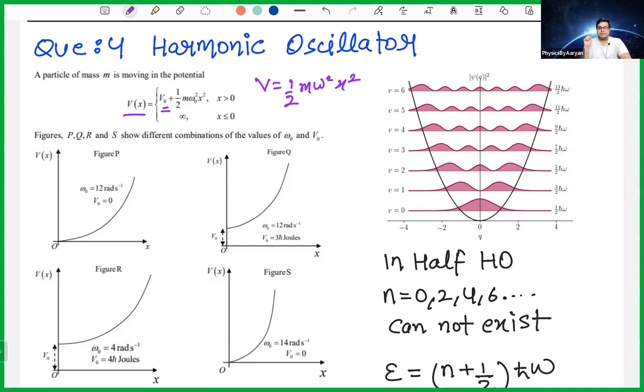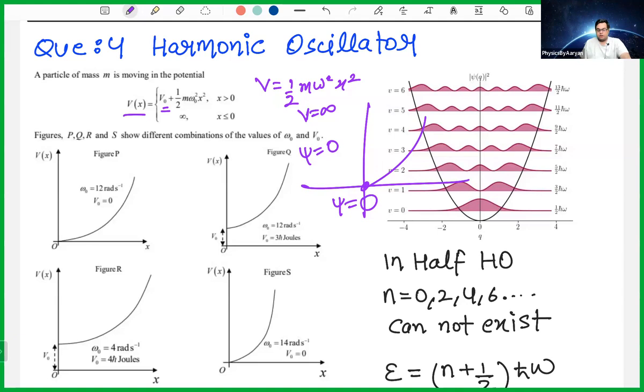Okay. The trick which was there is this. It is a half harmonic oscillator. It is a harmonic oscillator only when x is greater than 0. But if x is less than 0, then it is infinite. So it is not a full harmonic oscillator. It is just a half harmonic oscillator. So on the left hand side, potential is infinite. If potential is infinite, then wave function is 0. And if the wave function is 0 on the left hand side, then wave function must be 0 on this boundary as well. So wave function should be 0 on the boundary.